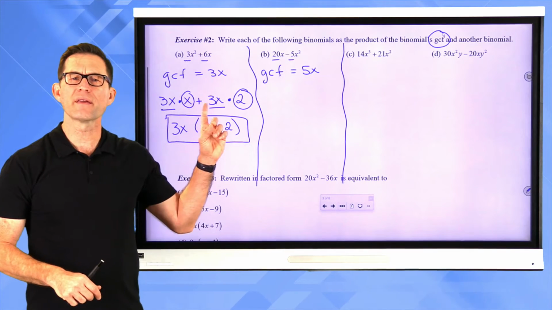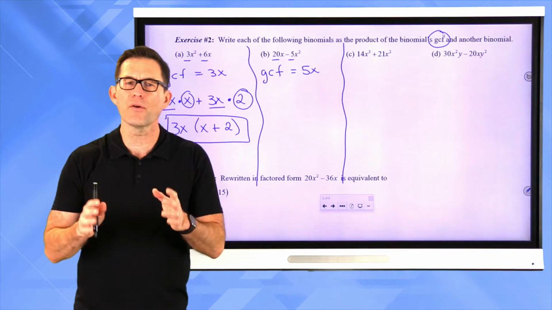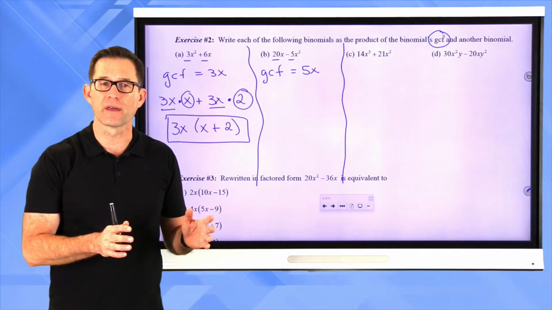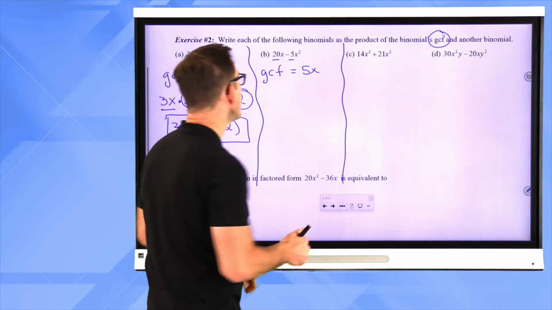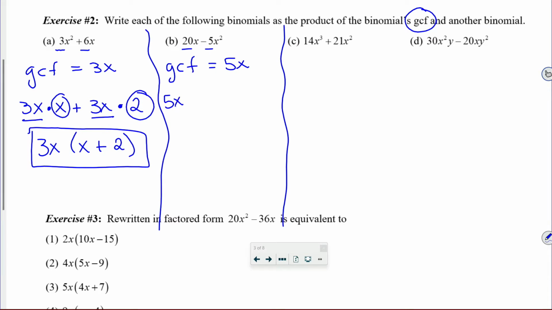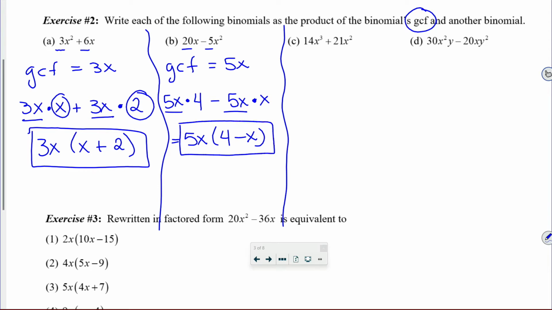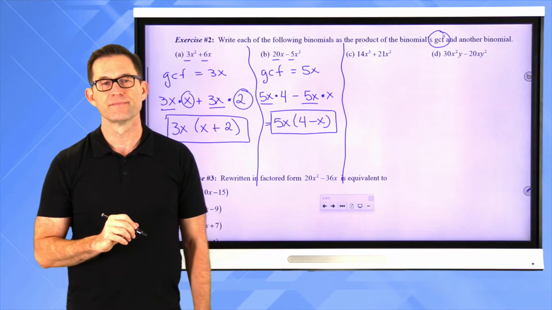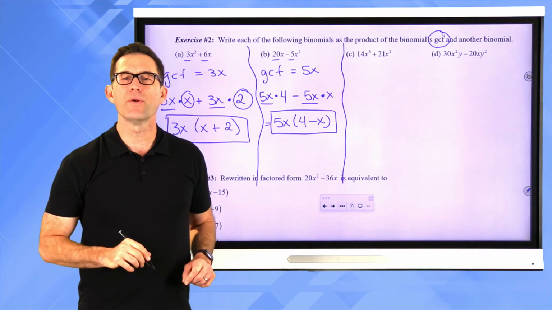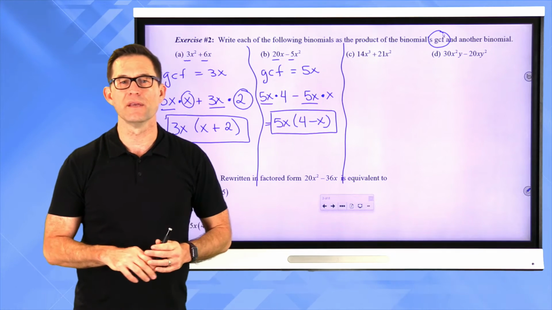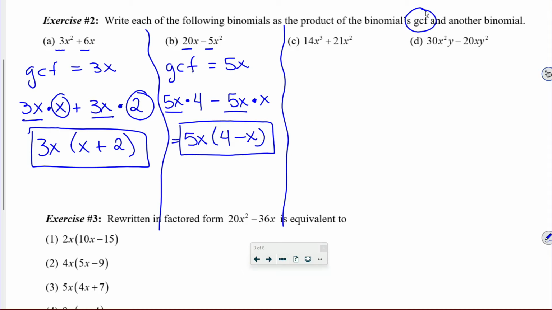All right, well, I'm going to keep doing this process for a little bit more because I think it really hammers home how we're reversing the distributive property. So I can rewrite 20 times x as 5x times 4, and I can rewrite 5x squared as 5x times x. So I've got that greatest common factor of 5x, and when I factor it out, what's left is 5x times 4 minus x. All right. Pause the video now and see if you can tackle letter C all on your own.